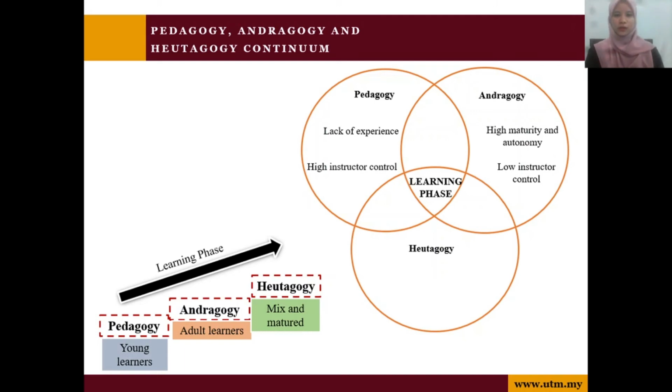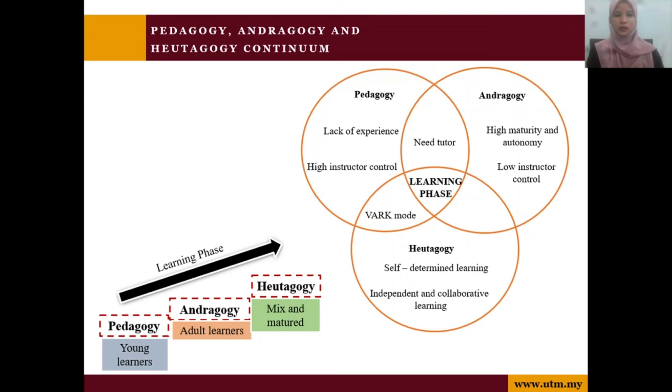For heutagogy, it essentially involves self-determined learning and fully independent and applied collaborative learning. On the other hand, pedagogy and andragogy have similarities, especially that they need a tutor during their learning phase. Pedagogy and heutagogy essentially have similarities in work mode.